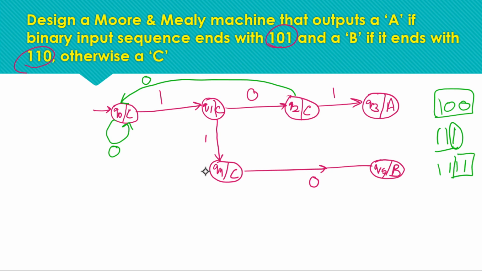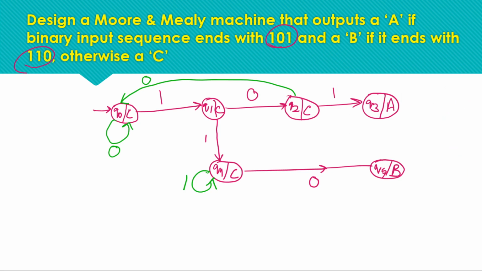So we can have a self loop of ones at q4 for output C, because we have to generate output C until we get the 0. On 0 we have to output a B, right? Now we are left with only the last states for both the patterns to complete.